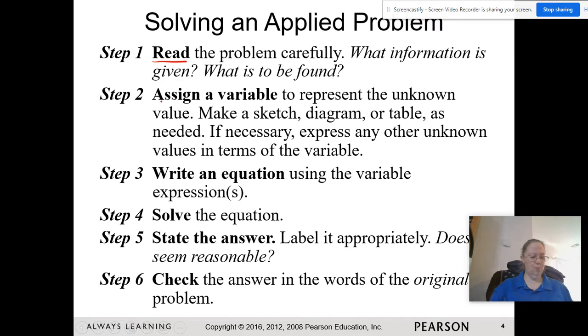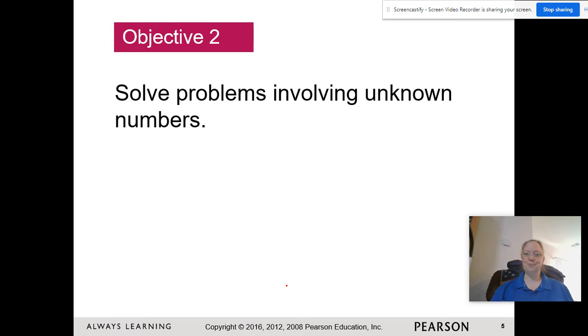Assign a variable. I'm going to talk more about that in just a minute. Write an equation, solve it, and then state the answer. Make sure you check to see if the answer seems reasonable. I will get answers occasionally, something like gas mileage is 6,000 miles per gallon. Well, that's pretty unrealistic. Maybe 30 to 40 miles per gallon would be more accurate. So if you get something really, really weird, just check to see if it's reasonable.